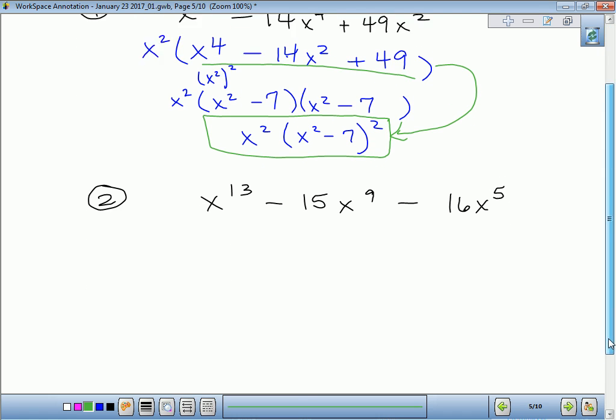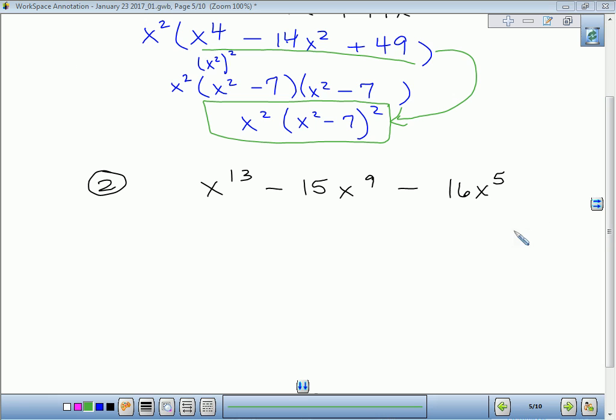Okay, so this one. Is there a GCF? Yes. What is it? X to the 5th. Oh, it's X to the 5th. Oh, yeah. Well, I thought we were multiplying. I don't know why. Okay.